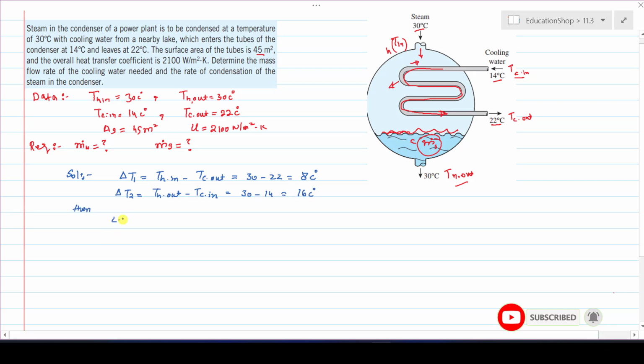Then the log mean temperature difference is equal to delta T1 minus delta T2 divided by ln of delta T1 divided by delta T2. What is the delta T1 value? That is 8, minus delta T2 16, divided by ln 8 divided by 16. Solve this on a calculator and you will get the log mean temperature difference value, that is almost 11.5 centigrade.